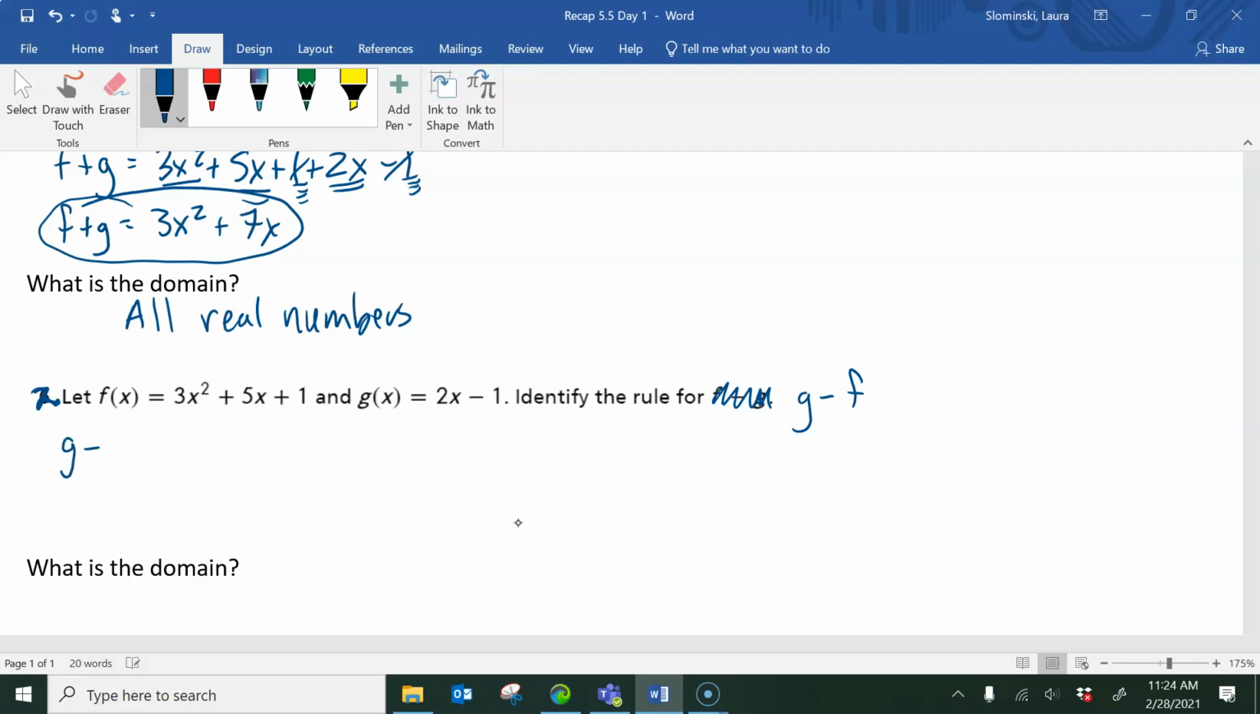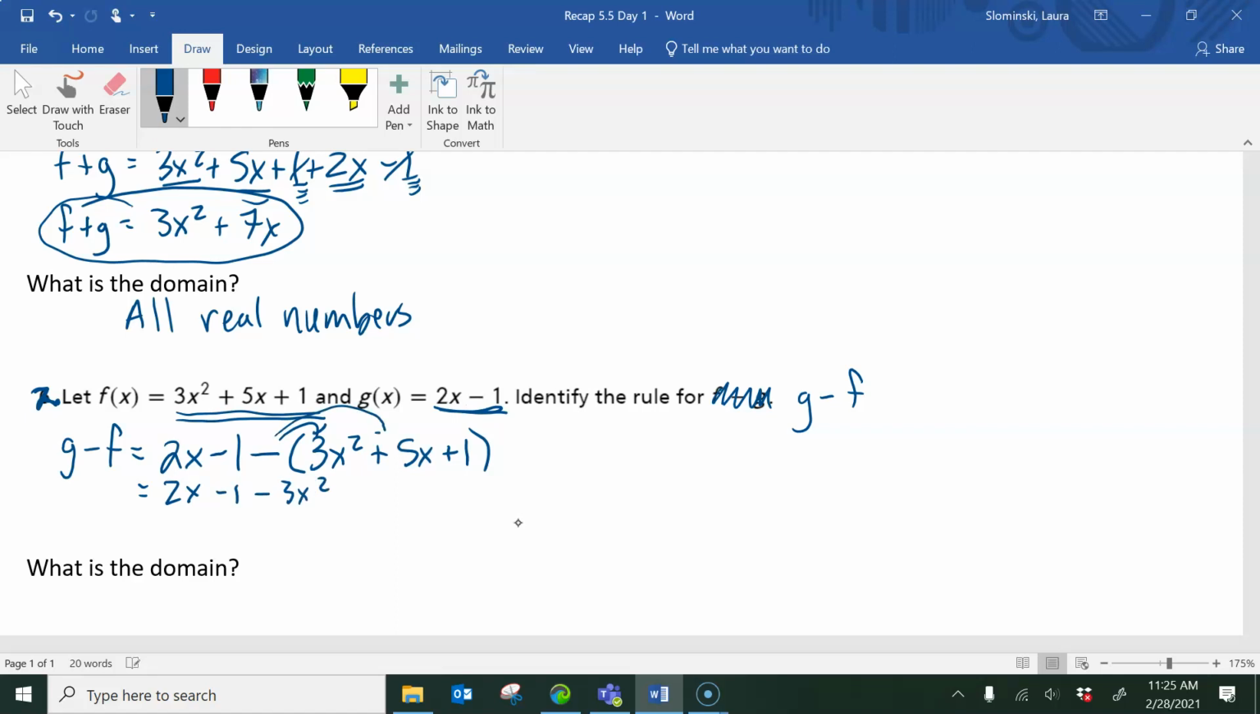So if I'm doing g minus f, that means I take the g function first, so 2x minus 1, and I need to subtract the entire f function. So the big thing with subtraction is make sure you put the second polynomial that you're subtracting inside parentheses. You don't have to necessarily show this step, but what you need to understand is that, so I have 2x minus 1, I need to take the opposite of every single piece because I'm basically distributing a negative. Okay, so that is the one twist when it's subtraction.